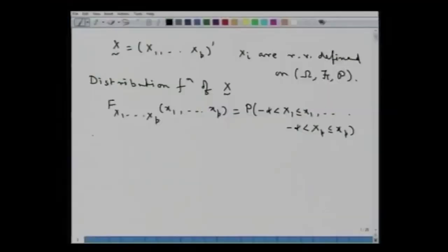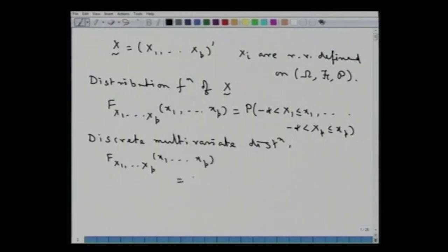Let us now make a distinction between discrete multivariate random variables and continuous multivariate random variables. Suppose we have a discrete multivariate distribution, then this distribution function F(x1, x2, ..., xp) at the points small x1, x2, ..., xp is defined to be a summation, p-fold rather, over all these points where we have the probability that X1 equal to i1, ..., Xp equal to ip, where these i1 is less than or equal to small x1 and ip is less than or equal to this xp point. So, this particular quantity for a discrete multivariate random variable is defined in this following way.